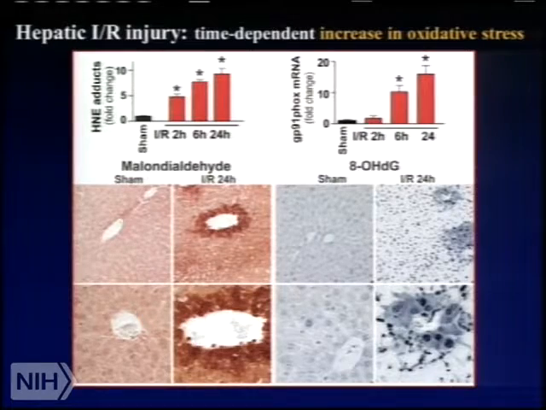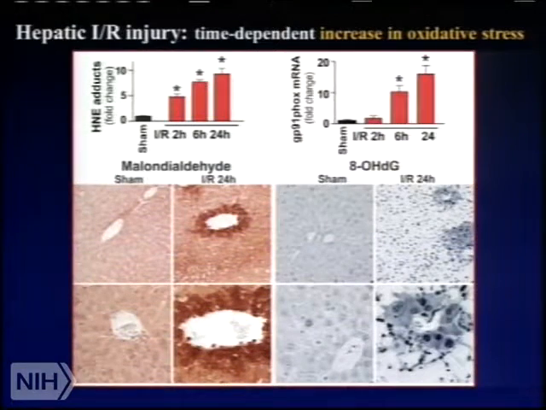Here you see this visualized. These are HNE adducts, which are stable lipid peroxidation products, and you see a time-dependent increase in ischemic reperfusion. You also see a time-dependent increase of the NADPH oxidase 2 isoform, which is mostly in the infiltrating neutrophils. At 2 hours, there are no neutrophils, but later they are coming.